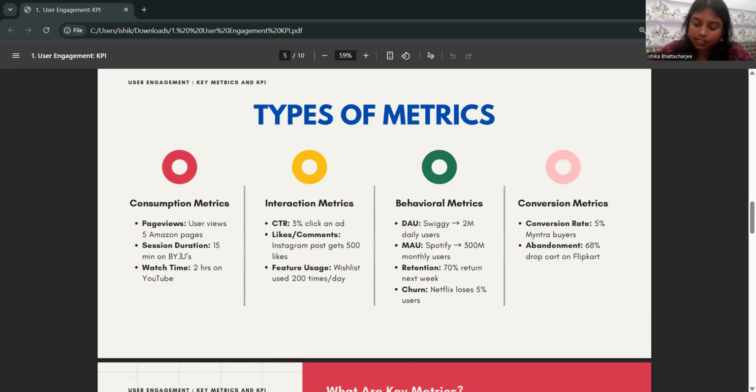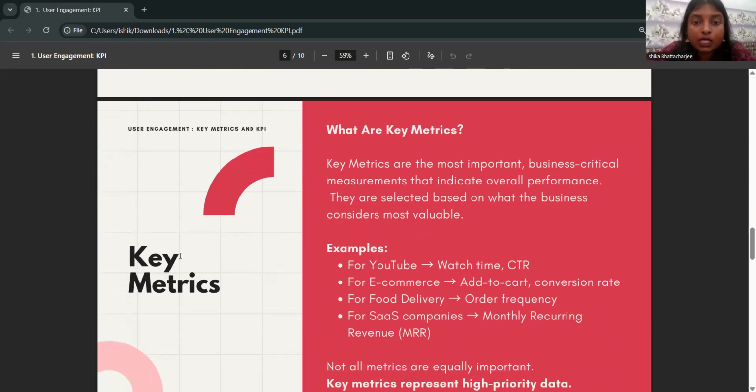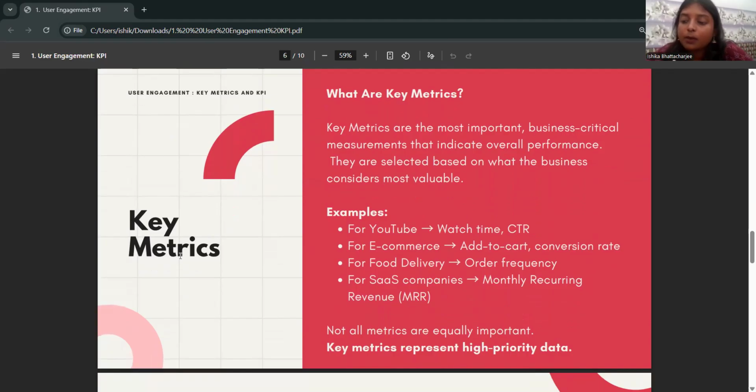Now, this conversion from the Instagram page to actually buying the product is what we are covering here. So suppose out of 100 people seeing an ad on Instagram, 5 actually buy the product. So it becomes 5% conversion. So these are some types of metrics. Now let's move on to key metrics. So we understood what metrics is, right? Now key metrics are the most important metrics for a particular business goal. So the formal definition is: key metrics are the most important business critical measurements that indicate overall performance. Okay.